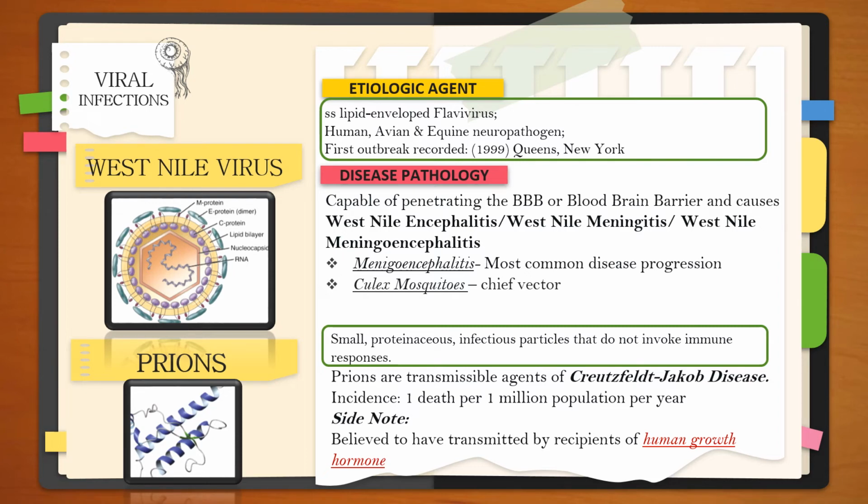These were believed to have been transmitted from donors who had been recipients of the human growth hormone. And this is the exact main reason why, class, recipients who have received growth hormones should be deferred permanently.